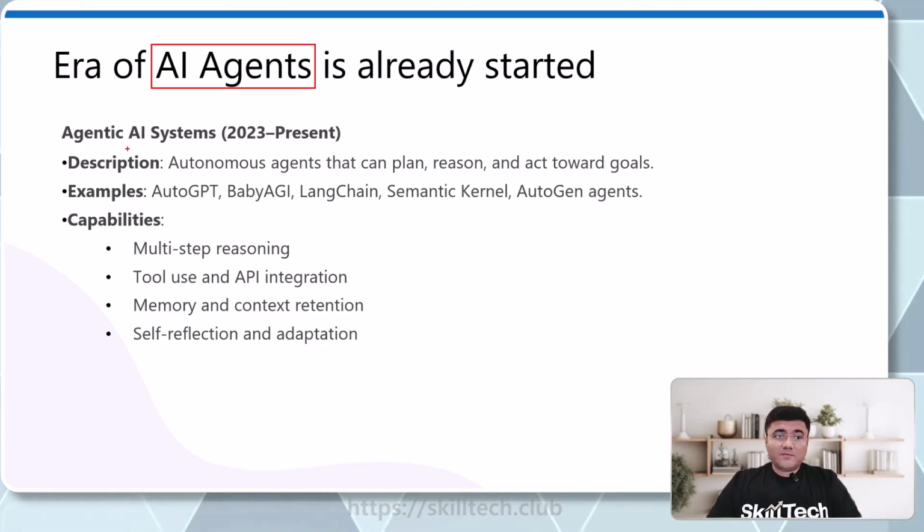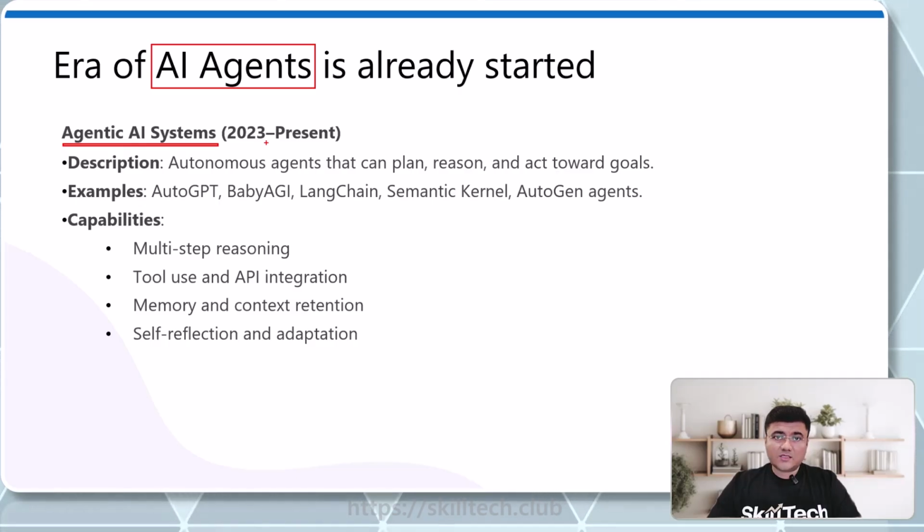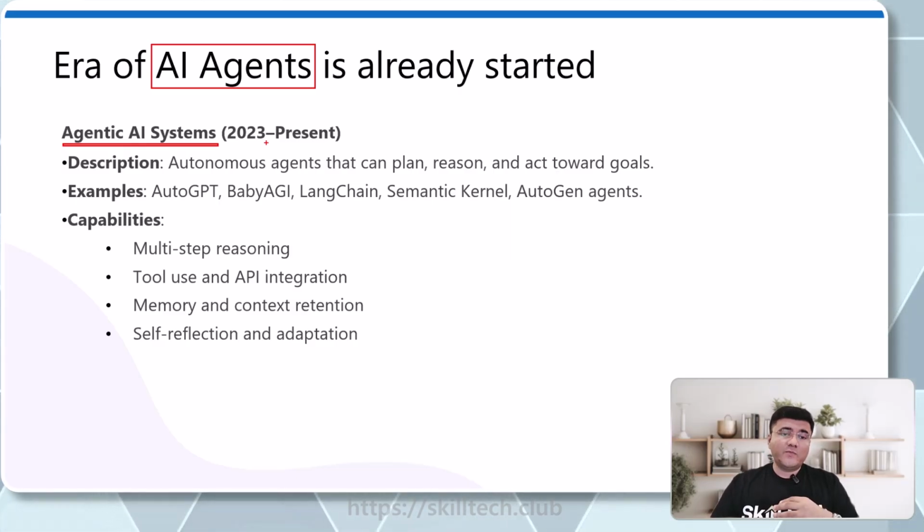We are going to talk about something which is known as an agentic AI system. If you have heard about this, this is what we are going to focus on in this course. Agentic AI systems actually started in 2023, and even today, it's still evolving. There are so many tools, so many organizations, and so many employees of different organizations who are focusing on this and developing applications with AI agent integrations.